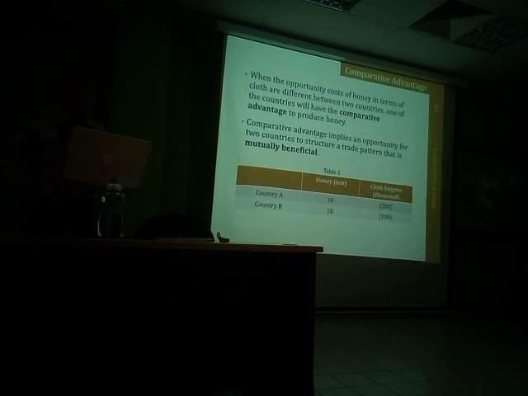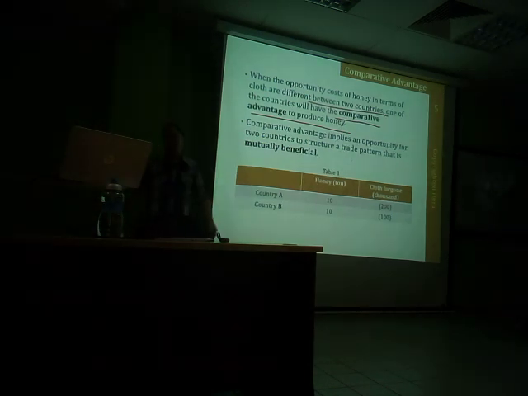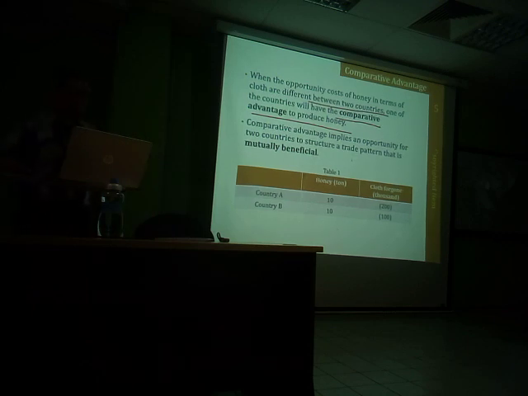When the opportunity cost of honey in terms of curd is different between two countries, one of the countries will have the comparative advantage to produce honey. We are still using the same example, curd and honey. This means that if you can identify one of the trading countries as having the comparative advantage to produce honey, then trade would happen. This follows the second point right here, which says that comparative advantage implies an opportunity for the two countries to structure a trade pattern that is mutually beneficial.